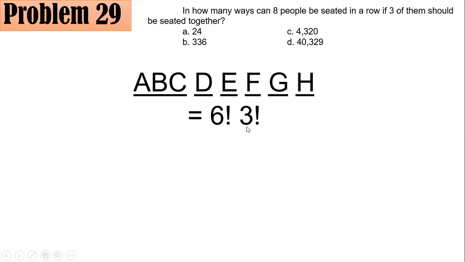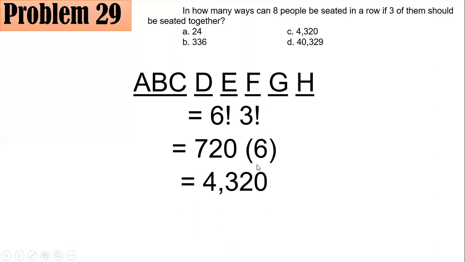But how come we multiply by an extra 3 factorial? Because A, B, and C, these 3 people could still rearrange among themselves. That's why 6 factorial is 720, and 3 factorial, that's 3 times 2 times 1, which is 6. All in all, that's 4,320 ways for these 8 people to be arranged, given that these 3 people insisted on sitting consecutively or next to each other. Hence, congratulations to those who answered letter C.